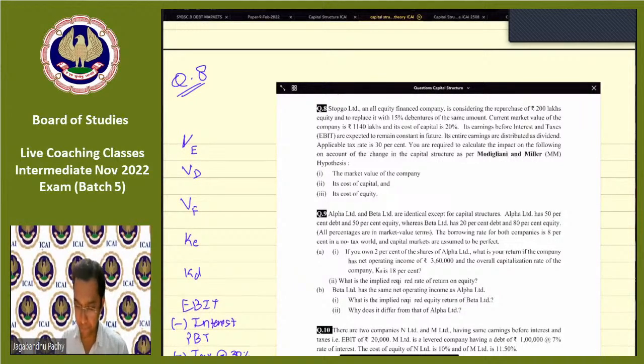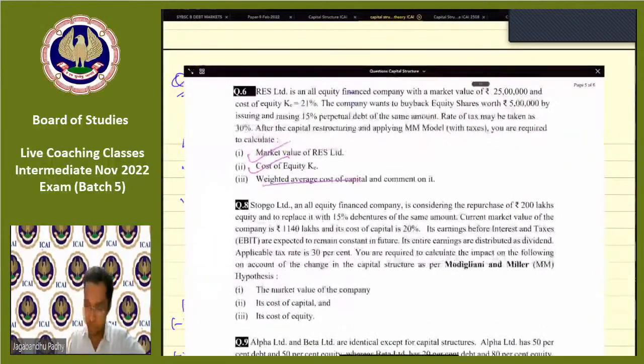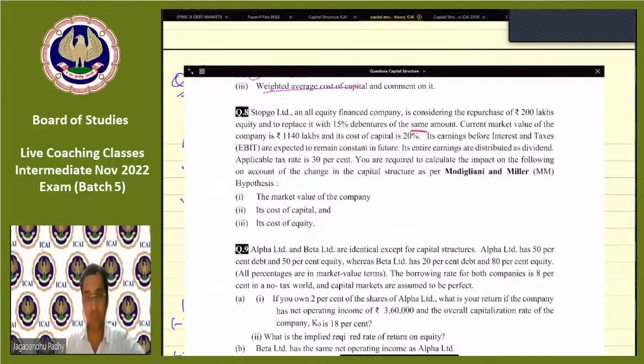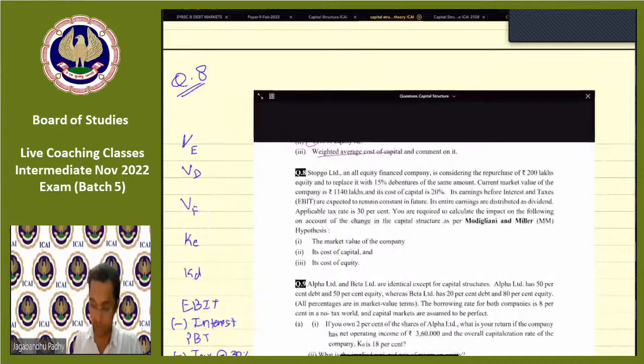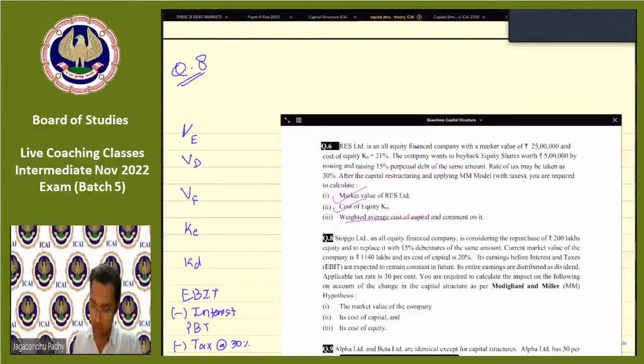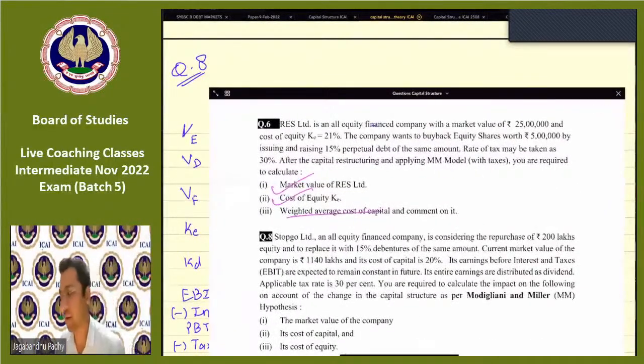Topco Limited, an all equity financed company, is considering the repurchase of 200 lakhs equity to replace it with 15% debentures of the same amount. Current market value of the company is 1140. So can you tell me what is this 1140? Is it value of equity or is it value of debt?